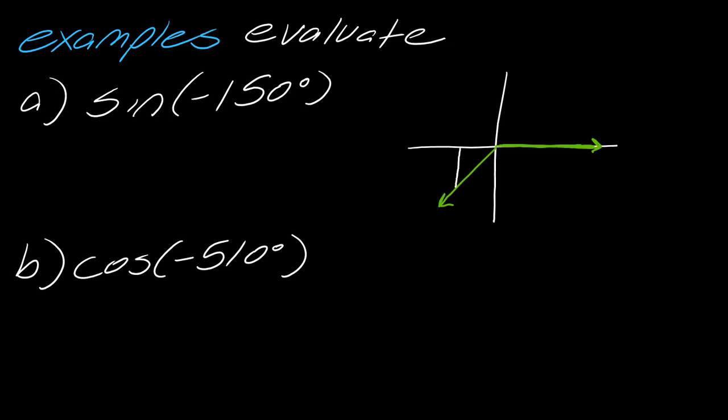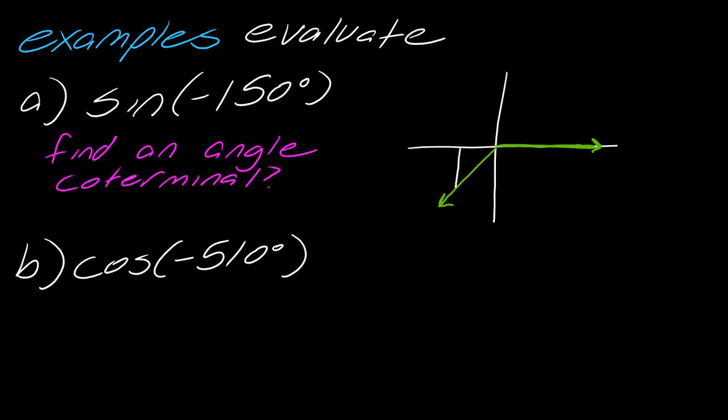Before I go too far, I want to just convince myself of this. So let's find an angle that is coterminal just to see if we can really believe this. I've got negative 150 degrees. I'm going to add 360 to it, and I get 210. So that would indeed get us in the third quadrant, right? So we can feel pretty good about this. That's cool. This is 210 degrees.